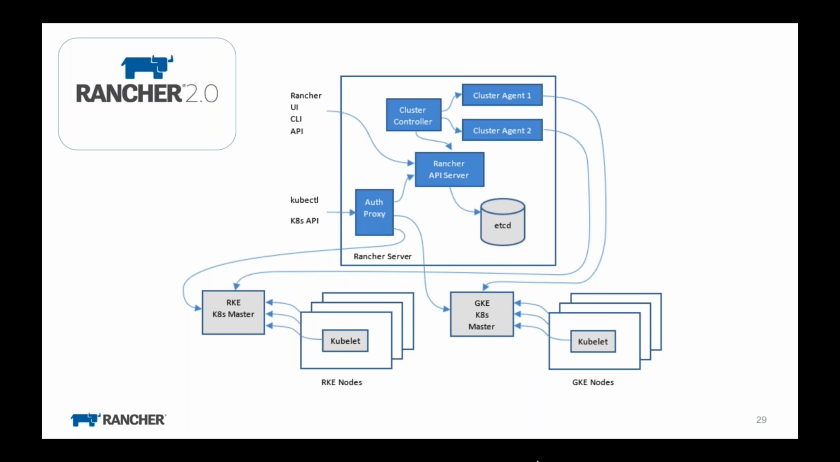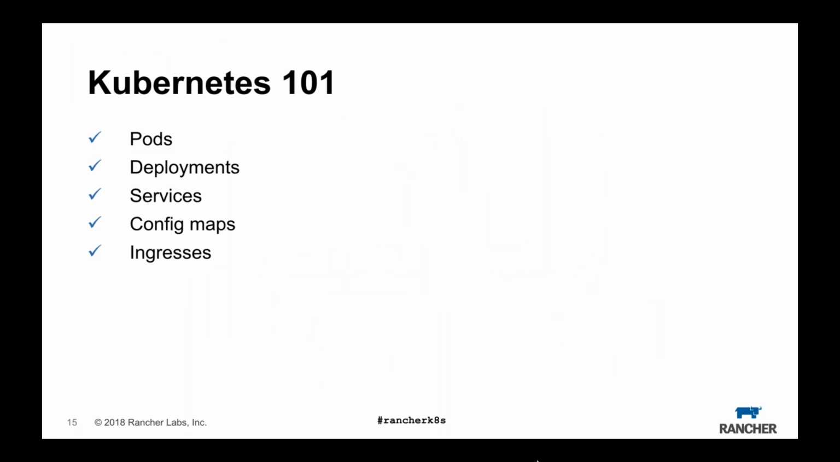Rancher server can then talk to all your clusters. It can be a GKE cluster or it can be an RKE cluster. RKE is Rancher Kubernetes Engine. It's a Rancher specific Kubernetes installer for spinning up Kubernetes clusters very quickly. If you're looking to set up a cluster, then RKE is very handy to get started.